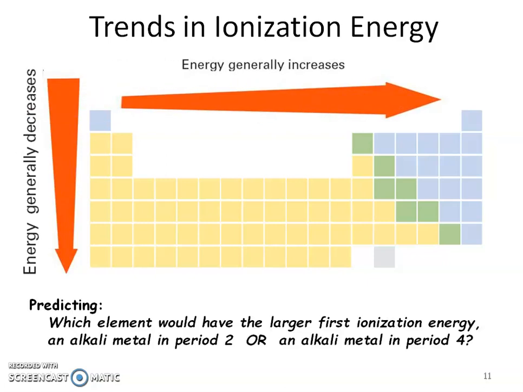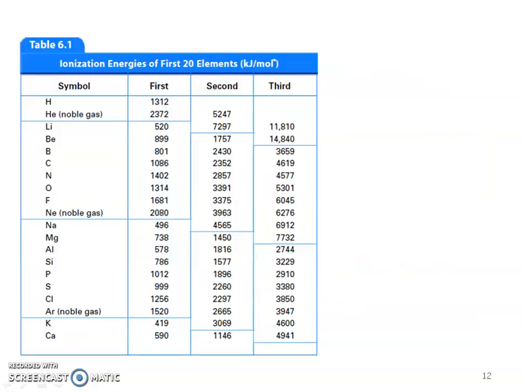So which element would have a larger first ionization energy? An alkali metal in period 2 or an alkaline metal in period 4? So again, we're going down. So is it going to be period 2's element or period 4's element? Hopefully you came up with period 2 would have a larger first ionization energy.